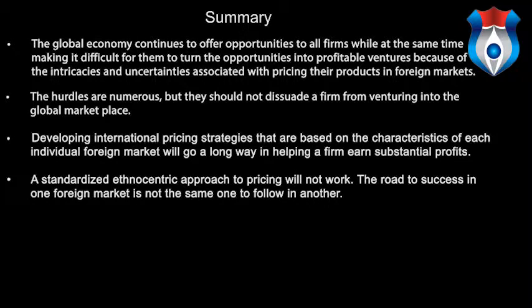A standardized ethnocentric approach to pricing will not work. The road to success in one foreign market is not the same one to follow in another.